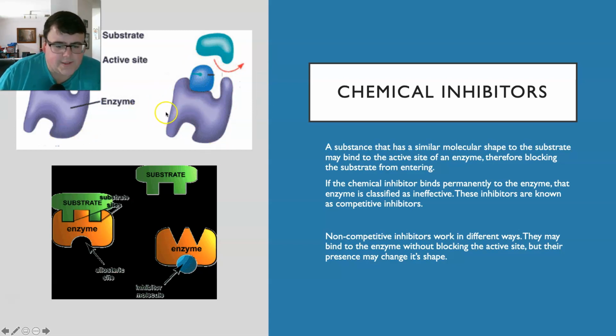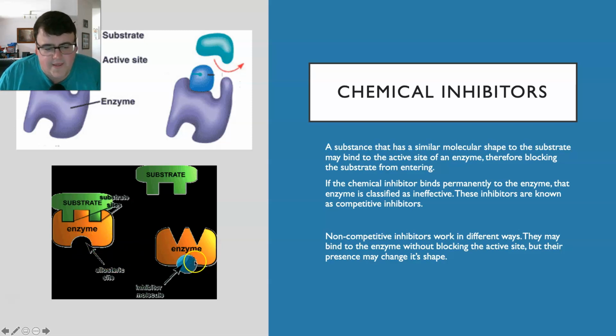Okay, whereas a non-competitive inhibitor doesn't bond to the active site. It's not competing for that active site. Instead, there's a section called the allosteric site down here at the bottom of the enzyme, or it could be on the side of the enzyme. And the non-competitive inhibitor bonds in there.